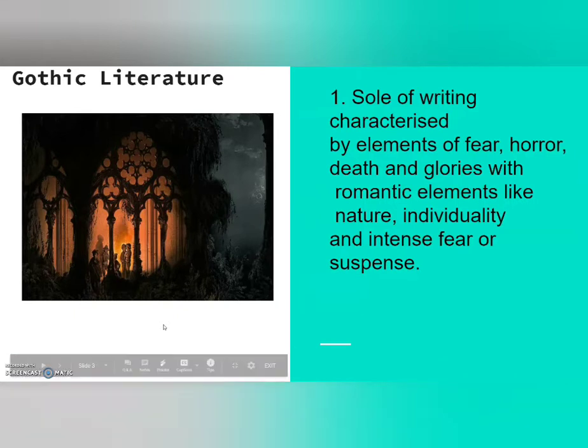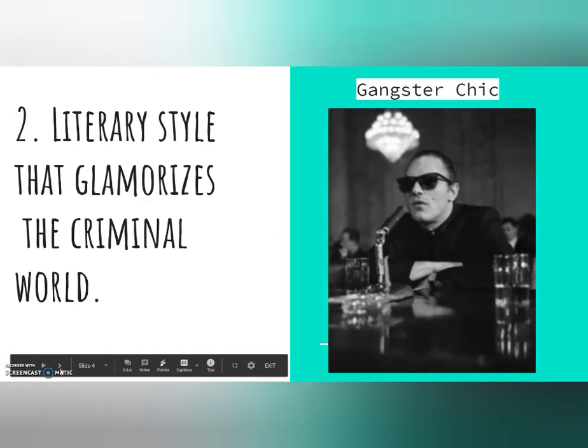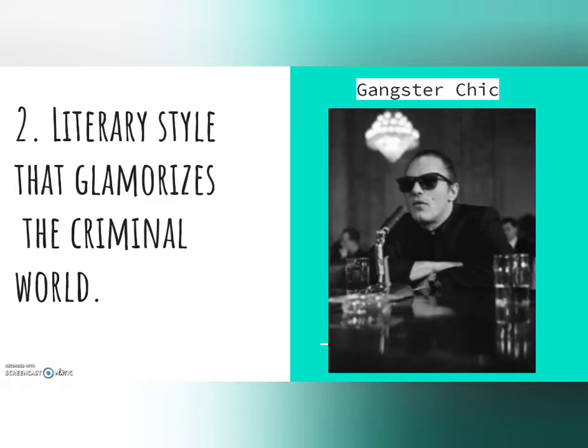This particular form of writing is characterized by elements of fear, horror, death and gloom, with romantic elements like nature, individuality, and intense fear or suspense. It is known as Gothic literature. The next one, as you can see in the image over here, depicts a literary style that glamorizes the criminal world. It is known as gangster chic.